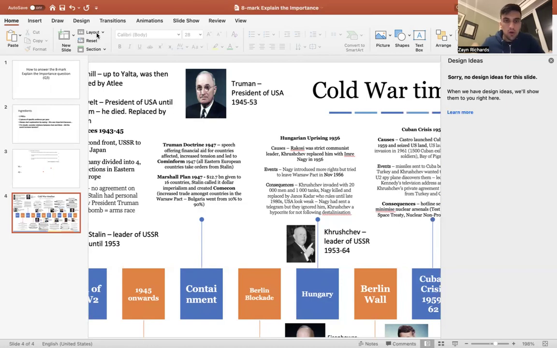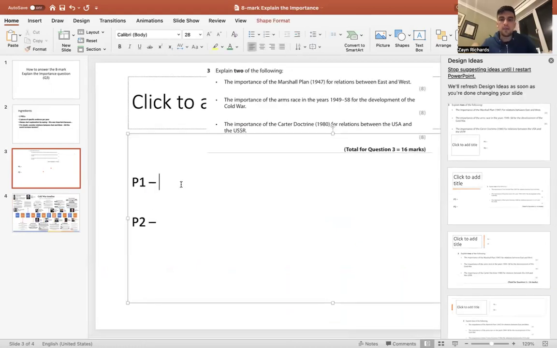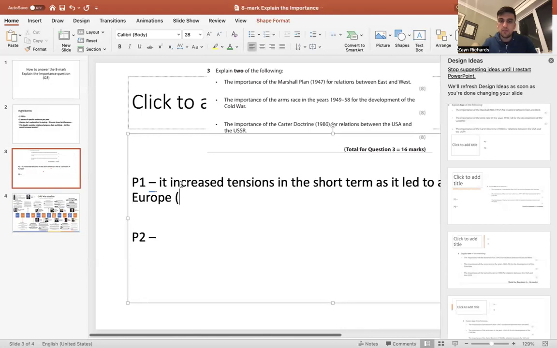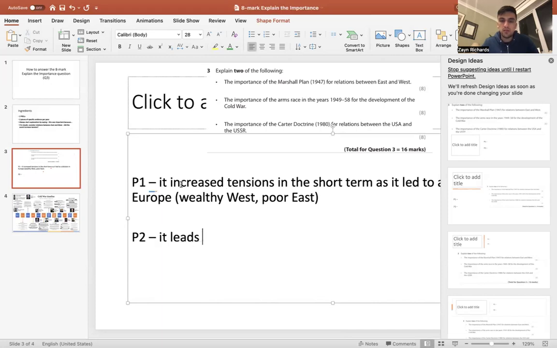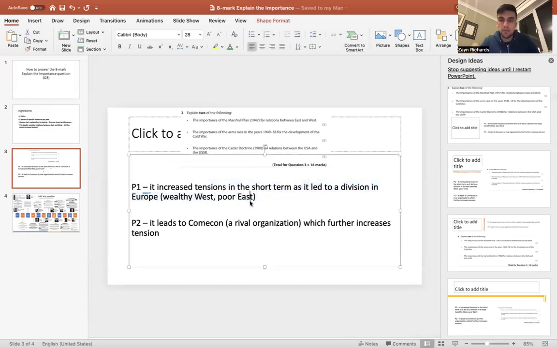So in terms of my plan, I'd probably go for something like this. I'm probably going to say it increased tensions in the short term as it led to a division in Europe. The division in Europe is in reference to the wealthy western part, with all the money, and the poor eastern part under the Soviet sphere of influence. My second paragraph will probably be the fact that it leads to Comecon, a rival organization, which further increases tension. So notice how I'm talking about tension and I'm then supplementing it with a key point: Comecon, and here, division in Europe.